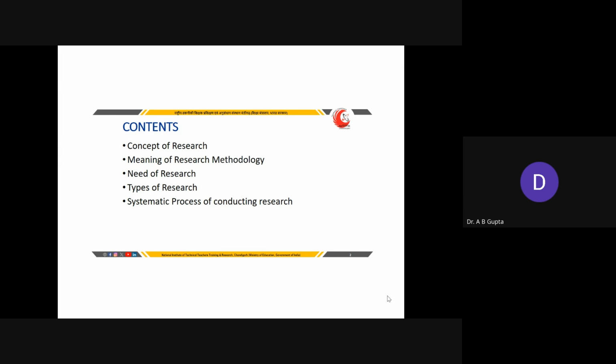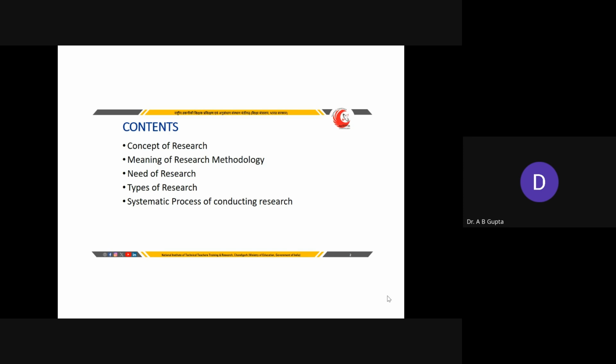One is of course the concept of research, and research methodology, again a very important term. So what is the meaning of research methodology? Then why do we need research? What is the need of research? What is its significance? What are the different types of research? Again, very important: how we can categorize and classify research, and then of course the most important thing is how to systematically and scientifically carry out the research. So these are the things I will be covering in this session.